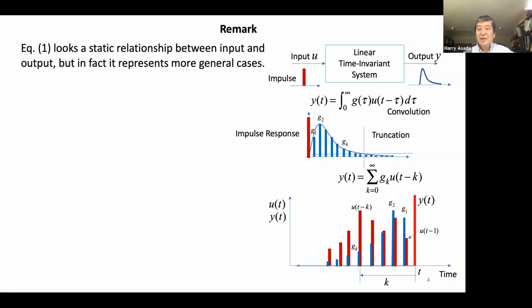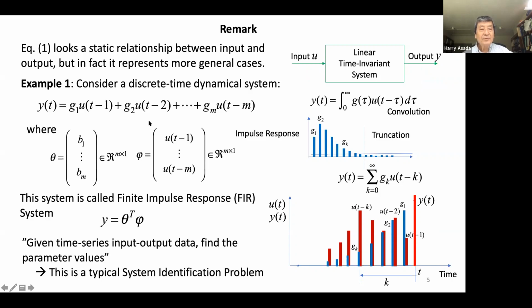Now, if the system is stable, this impulse response goes down to 0, so we can truncate it at a certain point. It turns out that this is not an infinite summation, but a finite summation. And we can write it perhaps in this way: y(t) equals g1 u(t-1) up to gm u(t-m). So what is this? Yes, this is exactly linear regression.